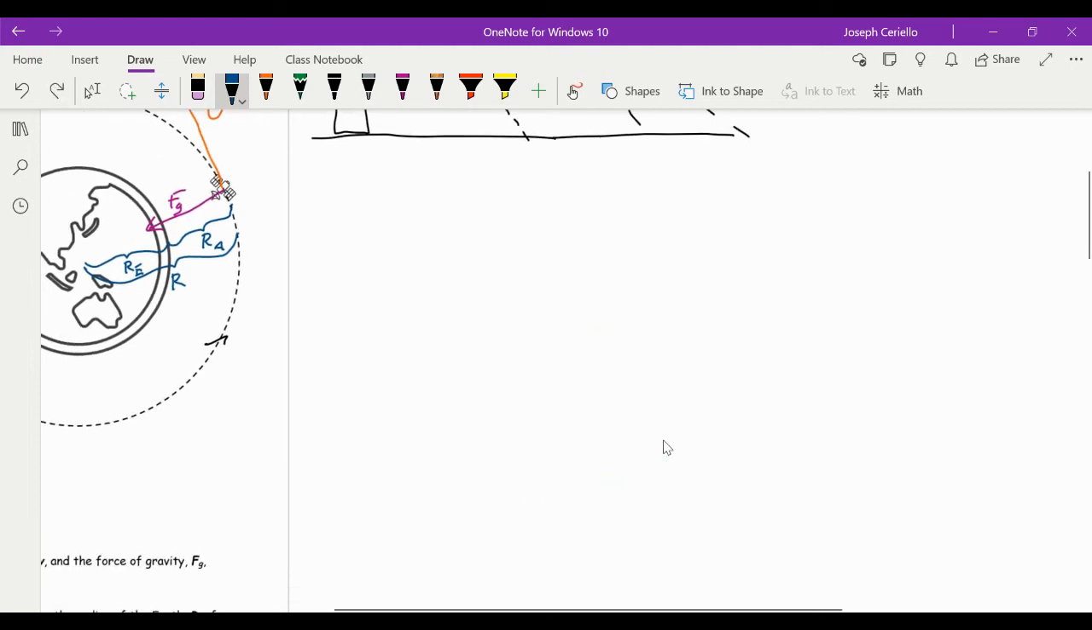That's a bad circle. Let's try another one. All right, could be better. Okay.